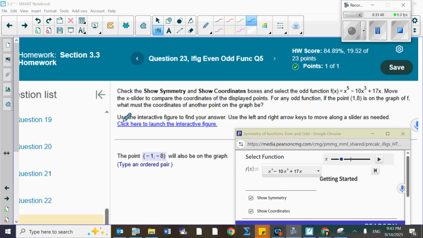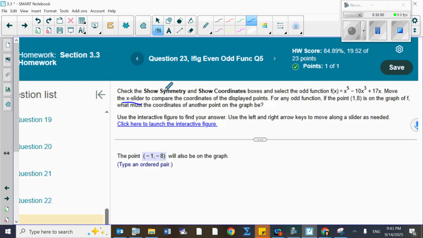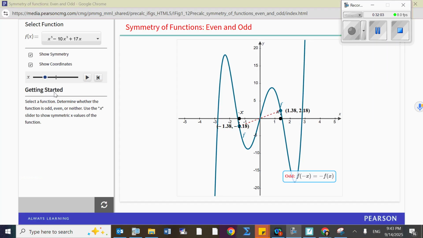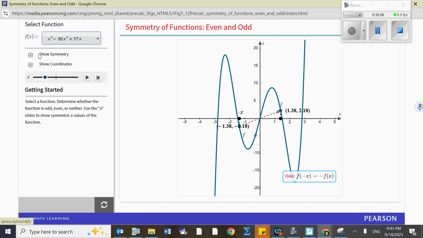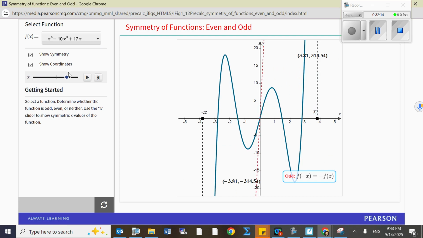Here's question 23. It says on the interactive screen that we have here, check the show symmetry and check the show coordinates box and select this function and then compare the values of x and y as you're moving the x slider. So let me show this to you. Okay, so here I already selected this function and I clicked on these two. So I chose show symmetry and show coordinates. And now I'm just going to move this x slider and compare the values of the function.